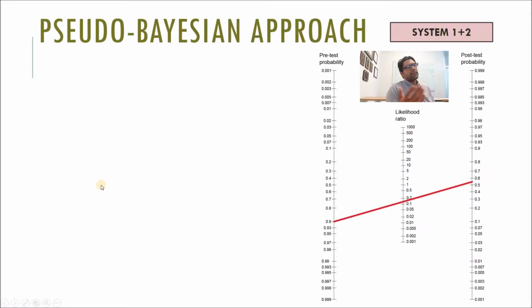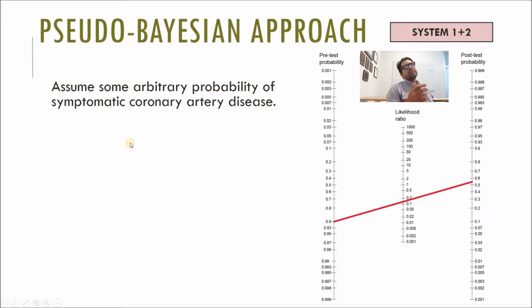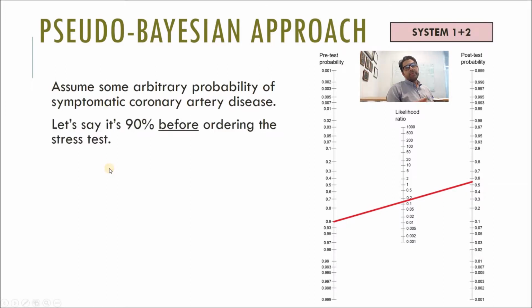And here, practically, I might use a pseudo-Bayesian approach, right? I might try to use some system 1 and some system 2. So I might have to start with assuming some arbitrary probability of symptomatic coronary artery disease if I don't want to look up the prevalence in PubMed. And let's say, based on this patient, because I know all this other stuff about her, that she has a history of non-obstructive coronary disease, I have a pretty high probability that obstructive coronary disease is causing her symptoms to begin with. Let's say it's 90% before I even order the stress test. And I'm basing that just on the limited history I've gotten and knowing that she's had previous non-obstructive coronary disease.